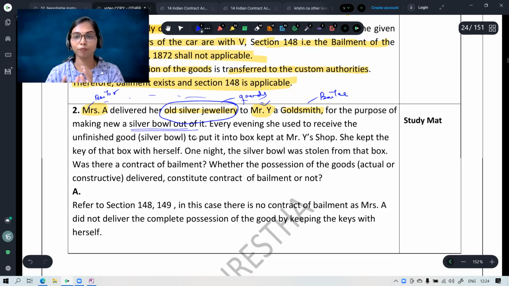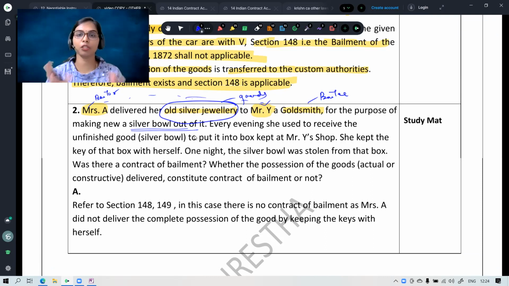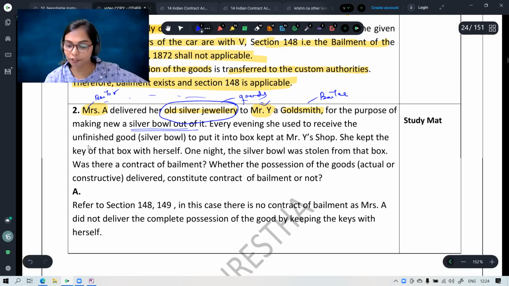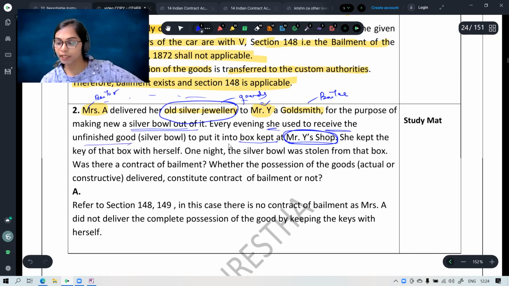That old jewelry, they want to make it into a new version, that is a silver bowl. Every evening she used to receive the unfinished goods, that is the silver bowl, to put into a box kept at Mr. Y's shop. She kept the key of the box with herself. One night, the silver bowl was stolen from the box.